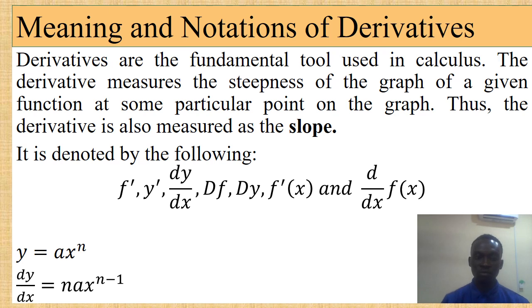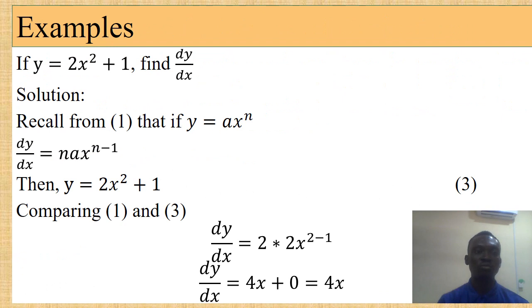In clear terms, there are two types of differentiation, two principles: first principle and second principle. For the sake of this class, we are going to be looking at the second principle. If y equals ax raised to the power of n, the derivative of y will be n multiplied by the coefficient of x. You know your n means the exponential power, and your a is the coefficient of x. So you have nax raised to the power of n minus 1: subtract 1 from the exponential power.